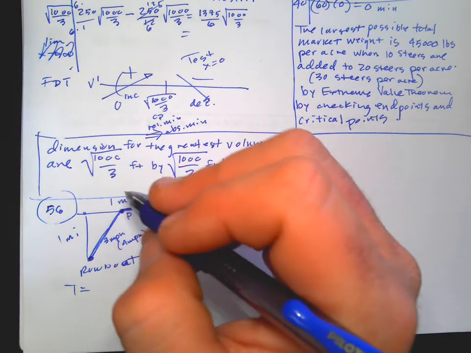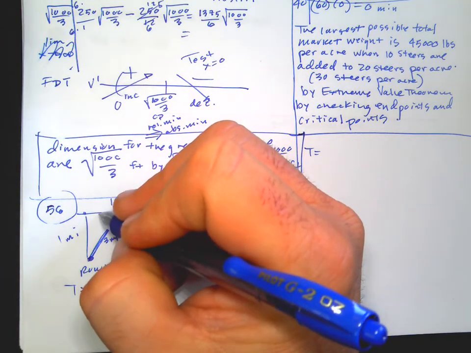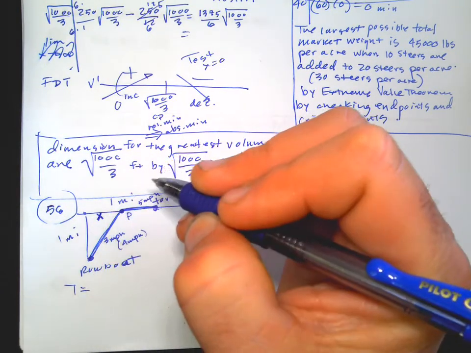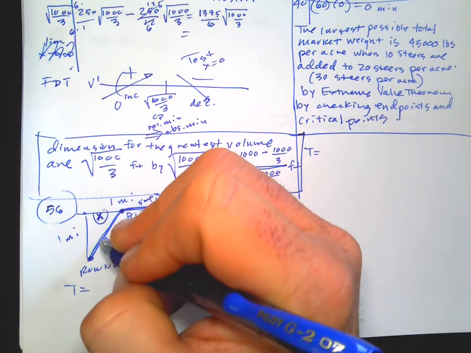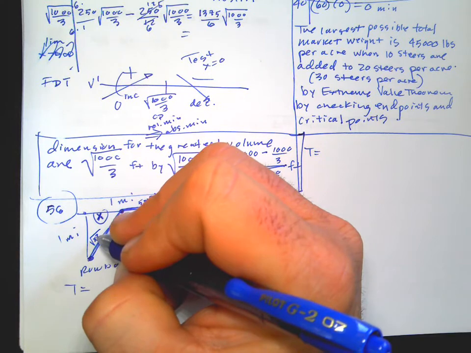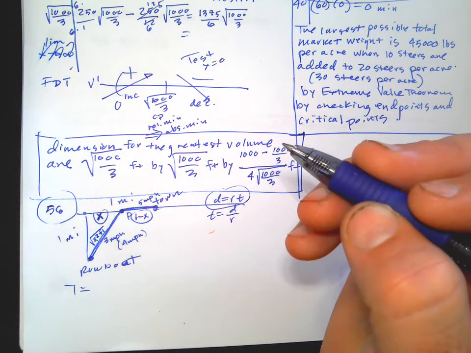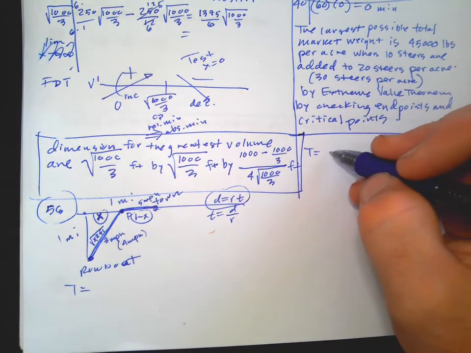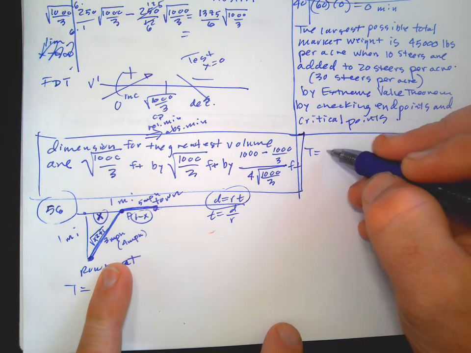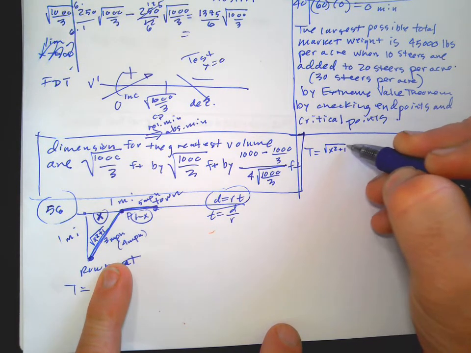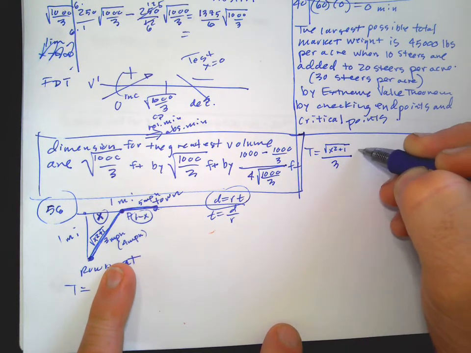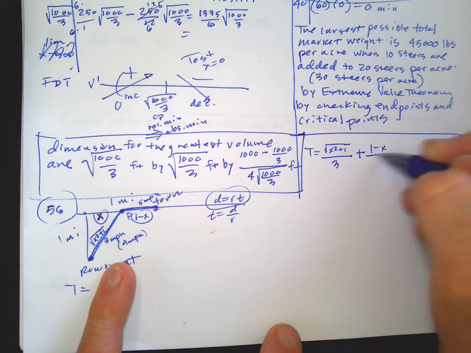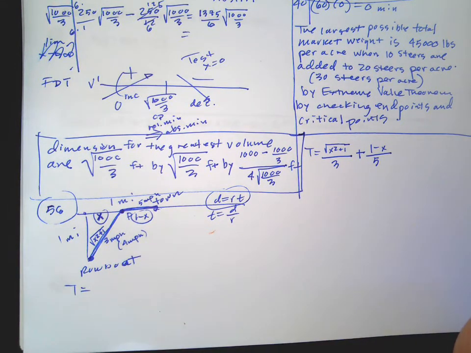Now we've got to create a variable somewhere here. This is probably the best place to create the variable right there. This is x, and this would be 1 minus x. And then this would be the square root of x squared plus 1. Pythagorean theorem. So our distance rowing is the square root of x squared plus 1 divided by the rate rowing, which is 3 on the first problem, plus distance walking is 1 minus x over rate walking is 5. So there's your time function, and it's already in one variable.